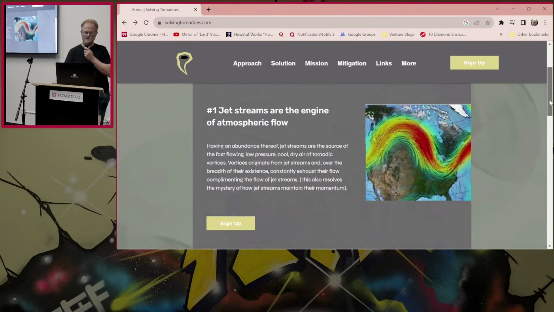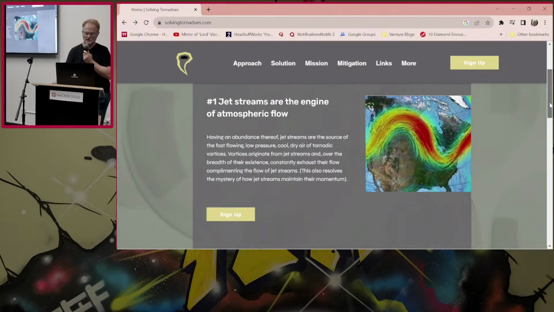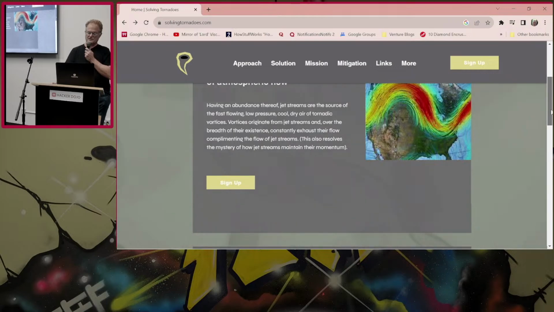And number 1 is the jet streams are the engine of atmospheric flow. Having an abundance thereof, jet streams are the source of the fast-flowing, low-pressure, cool, dry air of tornadic vortices. Vortices originate from the jet stream and over the breadth of their existence constantly exhaust their flow, complementing the flow of the jet streams. This also resolves the mystery of how jet streams maintain their momentum.